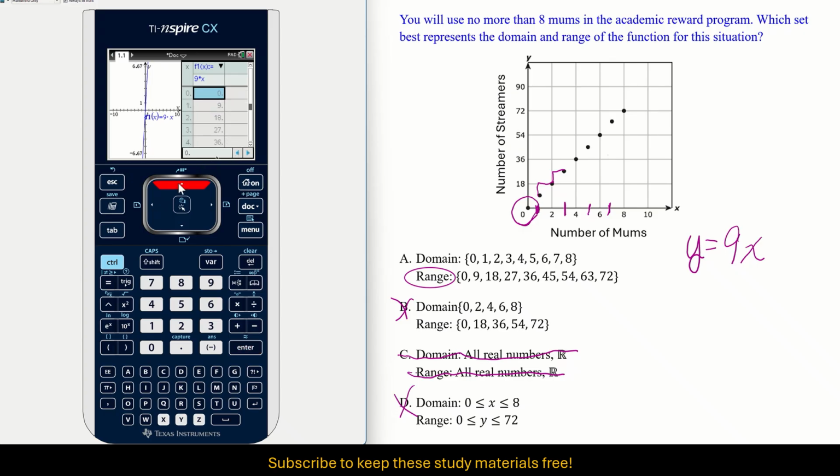I can arrow up, we have 0 mums, and then arrow down. And for 1 mum, it's 9, 18, 27, and it just goes by nines instead of having to do the math. And of course, all the way to 72, which is correct, and that is option A. It just calculates everything for us so we can double check our option. Now, the reason I want to show you this is because there could be some very close options that look like they could be correct. Okay, and the numbers are just off for the range. You really need to go verify those.